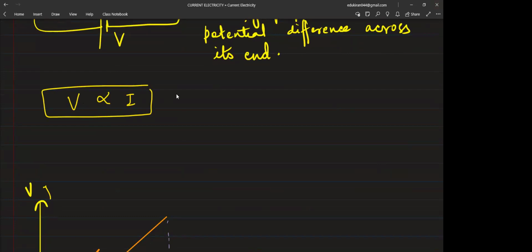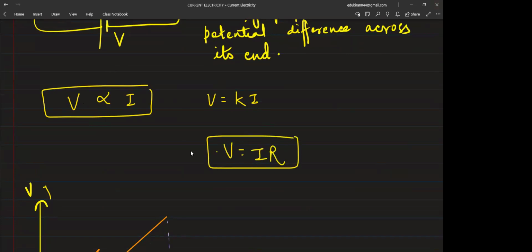But what do we do in mathematics? In mathematics, you remove the proportionality sign and put an equal to, and a constant comes. So here the constant is resistance. So what is V? V is the potential difference. I is the current.